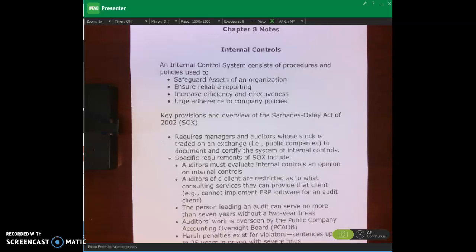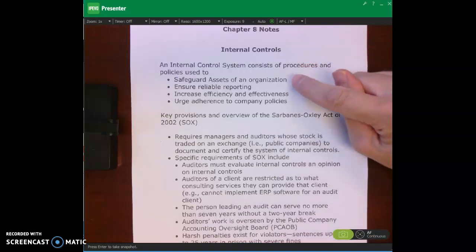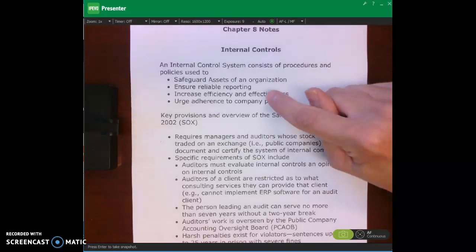So internal controls are sets of processes, procedures, and technologies that can be used to improve effectiveness and efficiency of our internal business processes. They can be used to reduce fraud, and they can also be used to encourage or ensure reliable reporting. So when you talk about safeguarding the assets of an organization, making sure that we protect our inventory, that our inventory is not stolen, that our cash is not stolen.